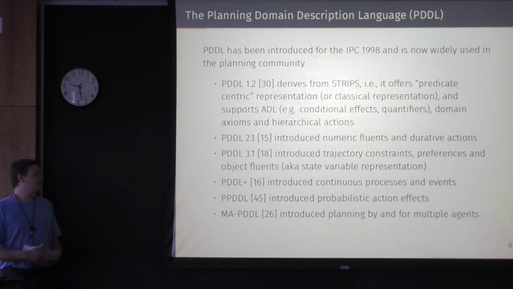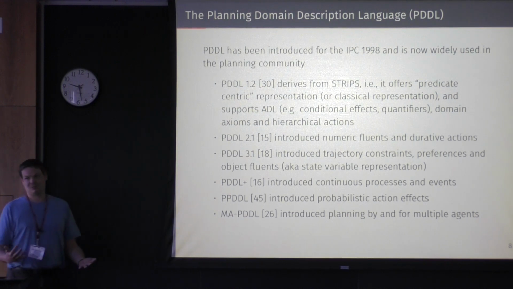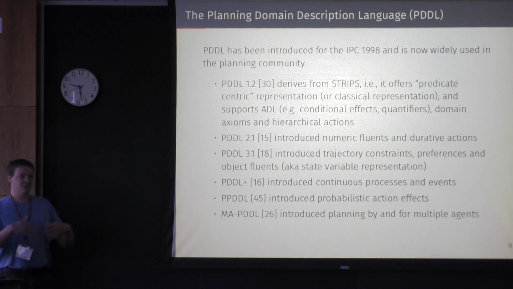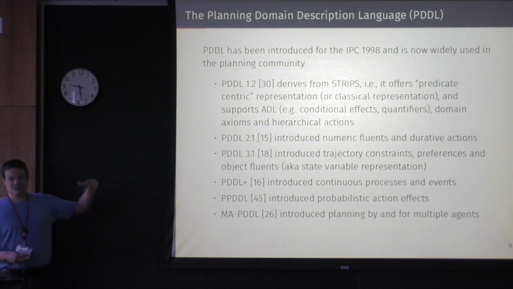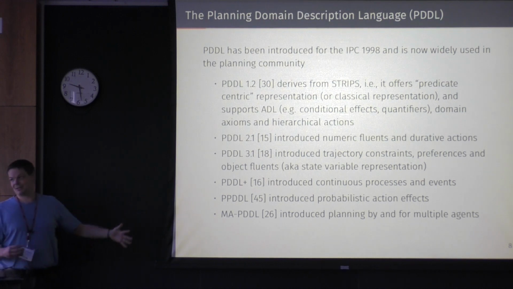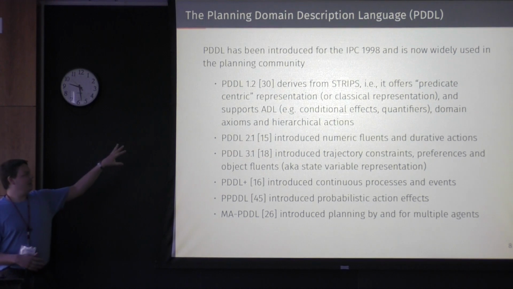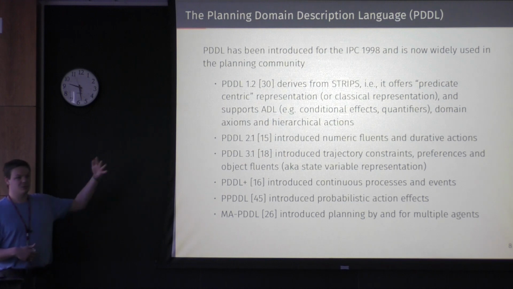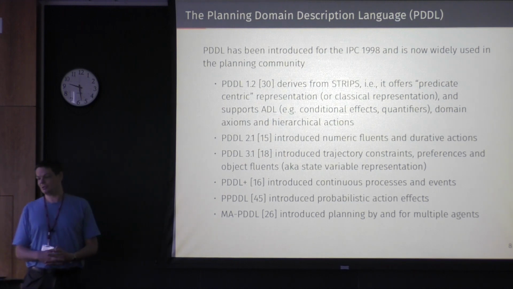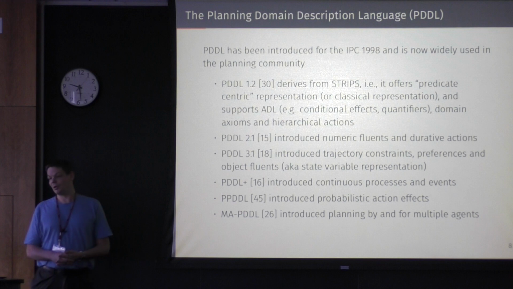So, interestingly, then, besides the classical STRIPS representation, where you have only predicates, just positive preconditions and add and delete effects, basically the simplest representation, it already offers some extensions, which we call ADL. So we could specify so-called conditional effects. We could use quantified preconditions, or we can have disjunctions and so on.